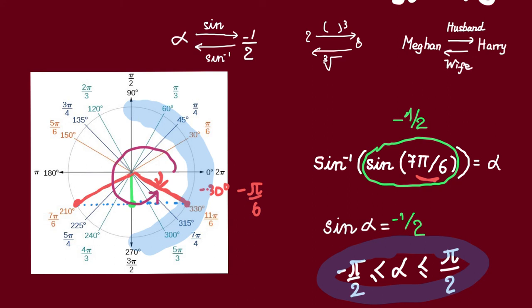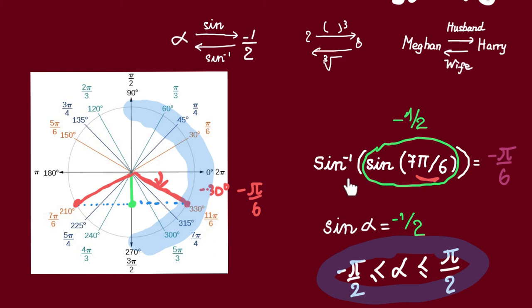So you are right that this is going to be the terminal ray of the angle sine inverse of minus 1/2. This is going to be the terminal ray of alpha. But there are many angles alpha with that terminal ray, and we only want to pick the one that lies between minus pi over 2 and pi over 2. So the answer should actually be minus pi over 6. Note that the convention is that we give sine inverse in terms of radians.